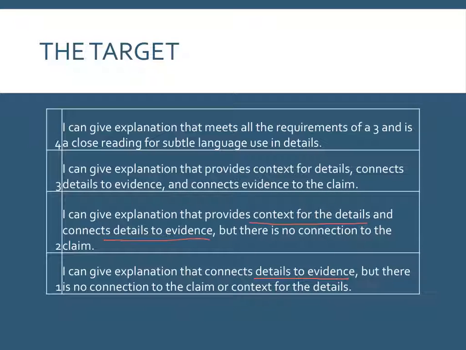At the 3 level proficiency, you can do all of those skills. You can provide context to your details, so you explain where they come from. You can connect your details to your evidence within the paragraph, and you can connect your evidence back to the claim. At a 4 level, you can do all of that, but you also need to do a close reading for subtle language use and details. And that will involve pulling specific words or phrases from the details that you're using and explaining why they in particular are significant.